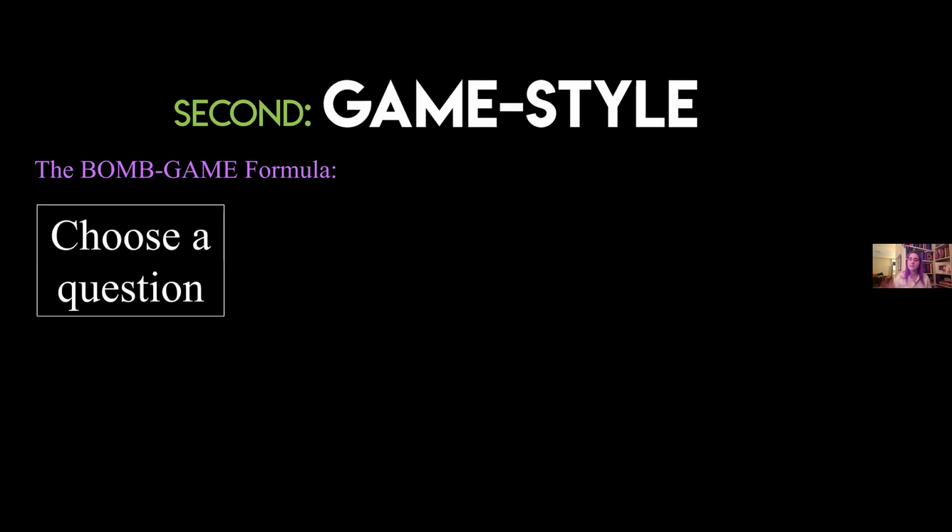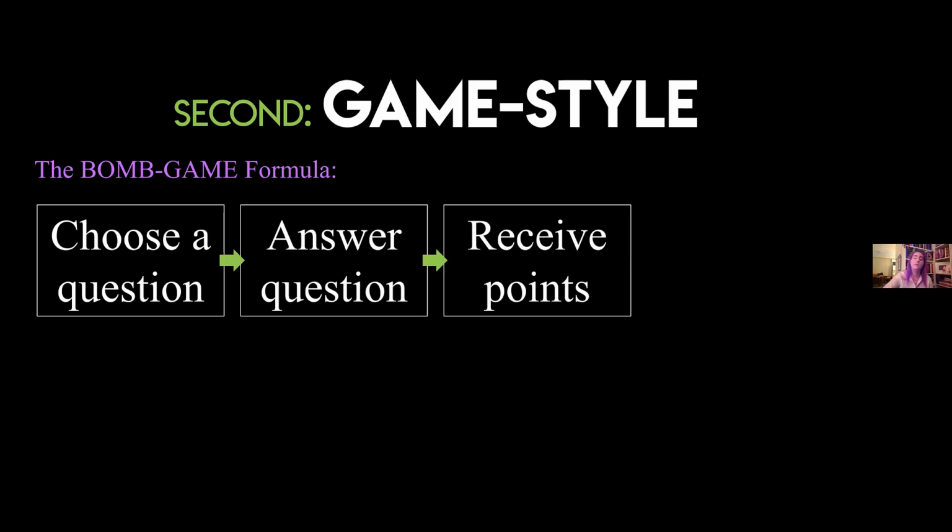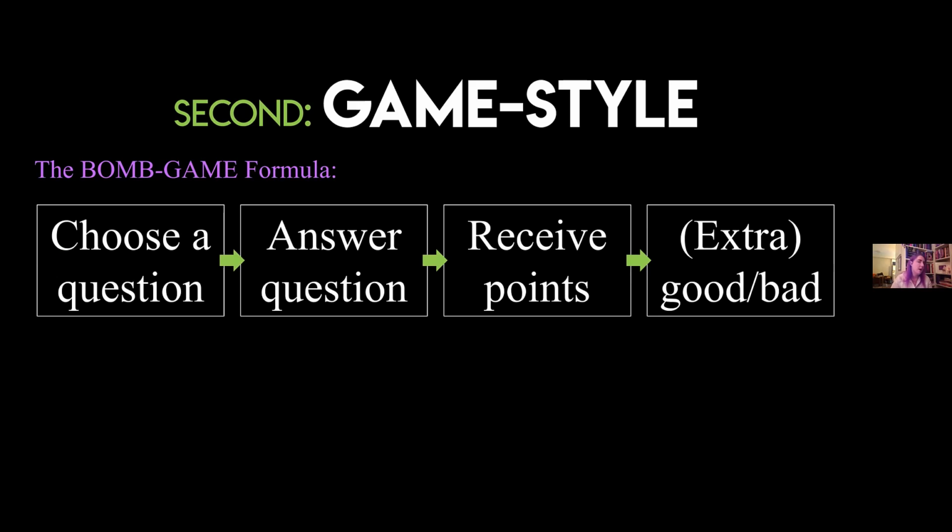So here is the standard bomb game formula that I create. Teams choose a question. They answer the question. They receive some sort of points or award or incentive. And sometimes there is an extra. Not always, but sometimes there is an extra. And it could be good or it could be bad. That is a very general bomb game formula that my students have known to love and admire in my games.